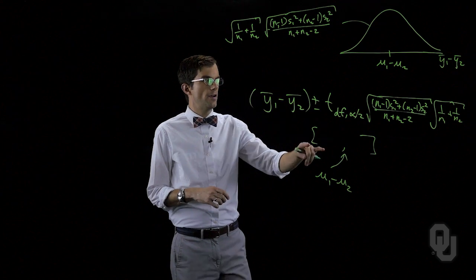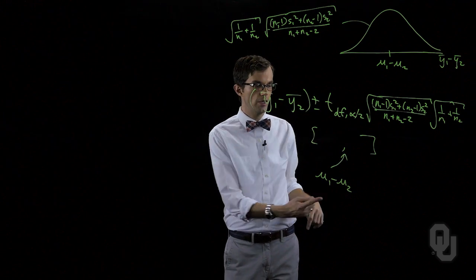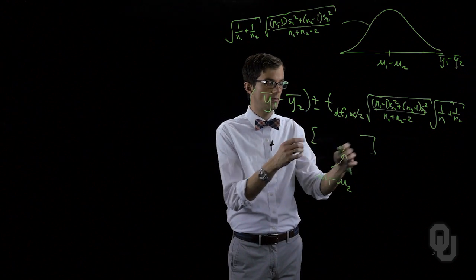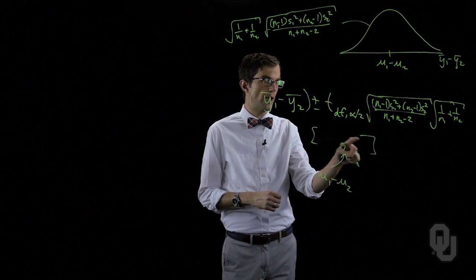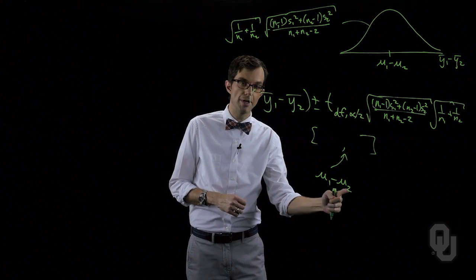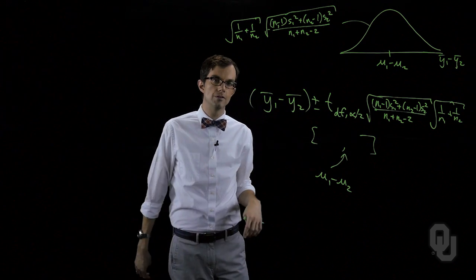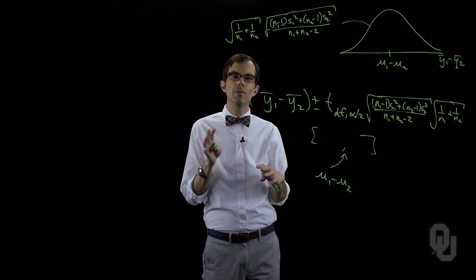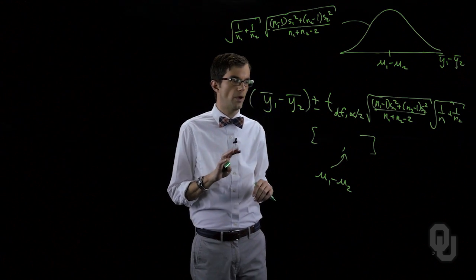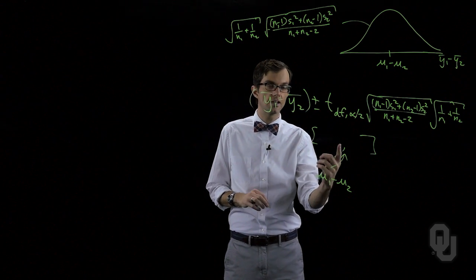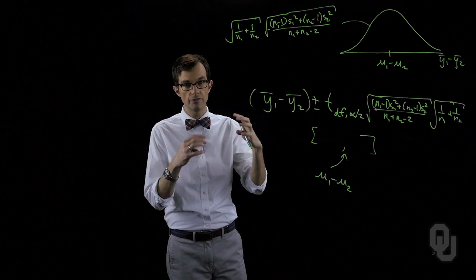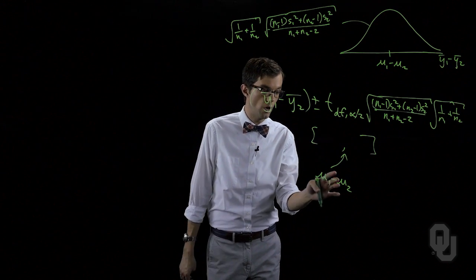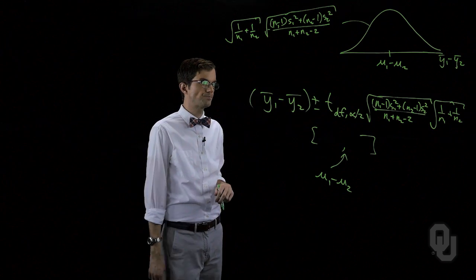Okay? If both of those bounds are negative, then mu2 is bigger than mu1 with some amount of confidence. If both of those bounds are positive, then mu1 is bigger than mu2 with some amount of confidence. If we have a negative lower bound and a positive upper bound, then we can't really draw many conclusions about whether one is bigger than the other, because the confidence interval contains 0. So there's some likelihood that the difference is 0. That is, mu1 and mu2 are equal to each other.